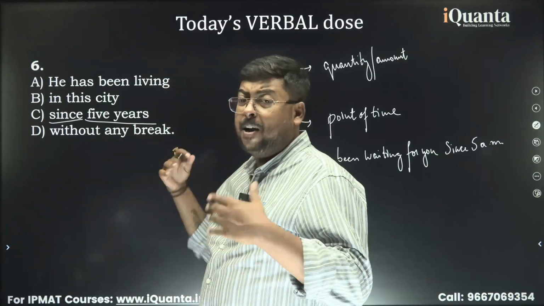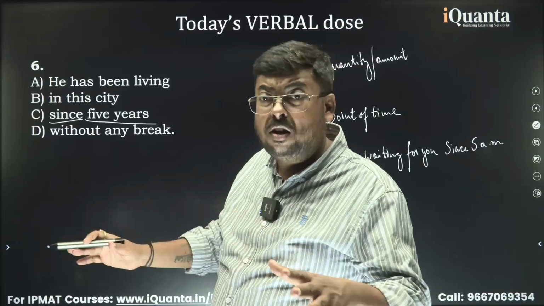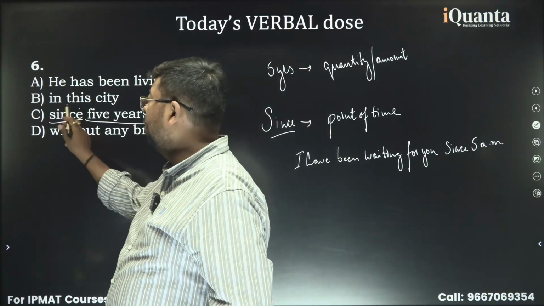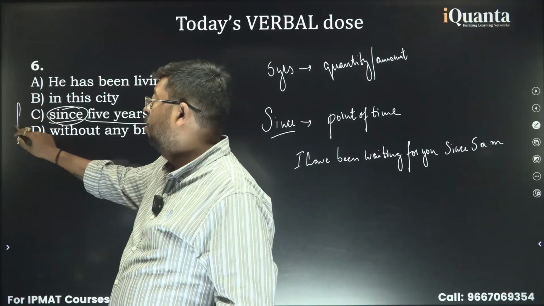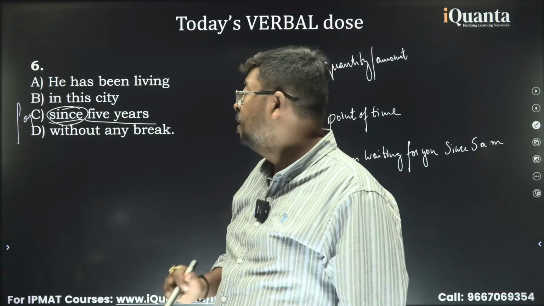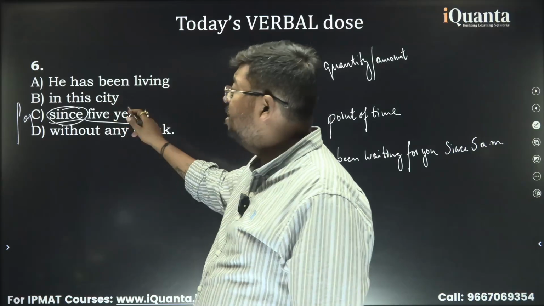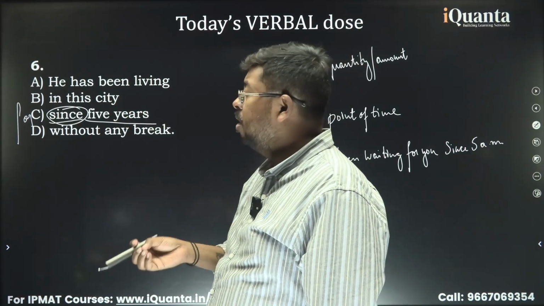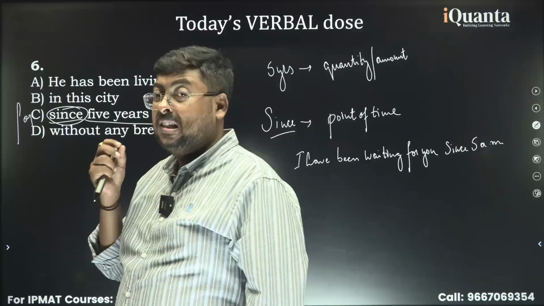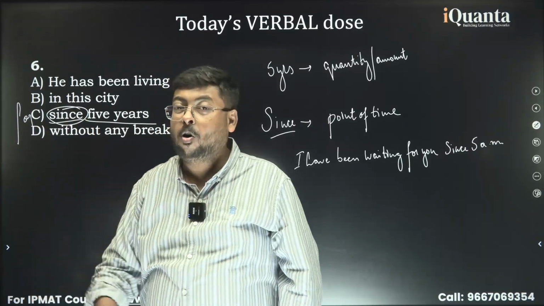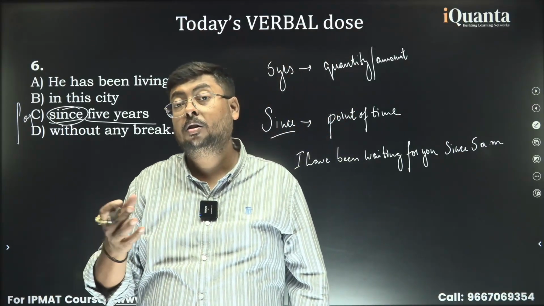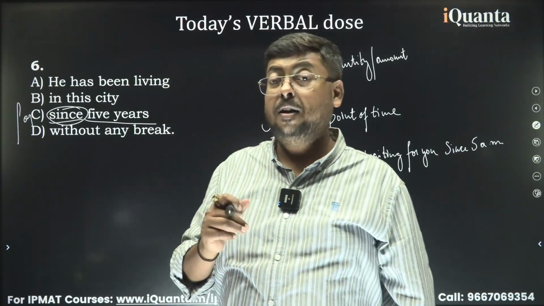But look at this. It says since 5 years. How can I do that? 5 years is not a point of time. It is amount of time. For such a case, we don't use since. The word is for. So the sentence would be, he has been living in this city for 5 years without any break. Understood? This type of question, especially this since and for difference, is quite a favorite question for the teachers, the examiners. So never forget this rule.